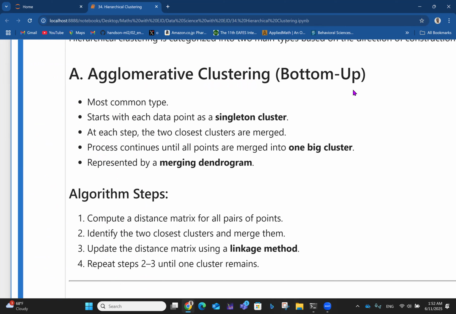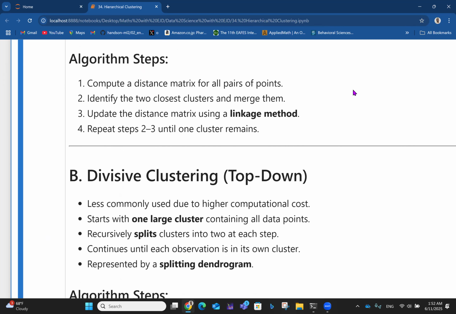That is agglomerative clustering. It starts with one data point and merges it with the nearest, and then that becomes one cluster, and then you merge it with the next one, and it keeps going like that. So this is represented by a merging dendrogram. Then the algorithm steps involve: first, you compute a distance matrix for all pairs of points. Two, you identify the two closest clusters and merge them. Three, you update the distance matrix using a linkage method. Step four, you repeat steps two and three until one cluster remains.